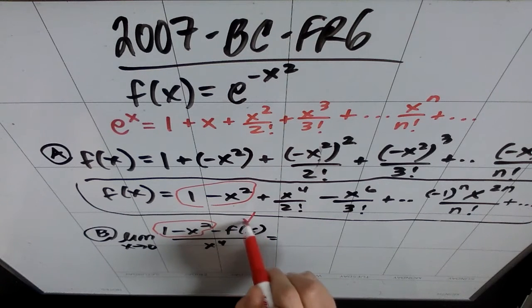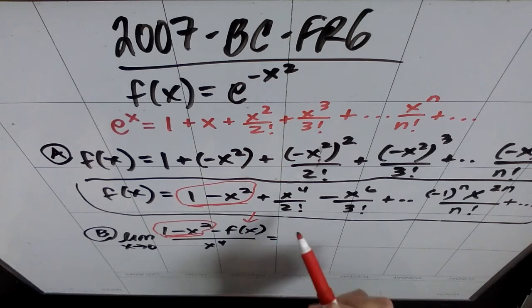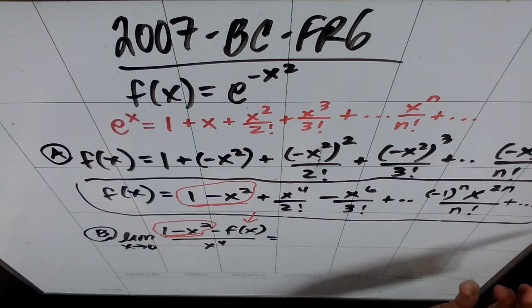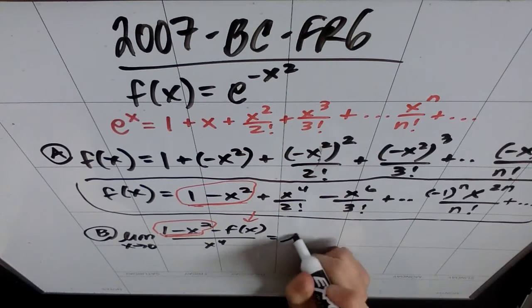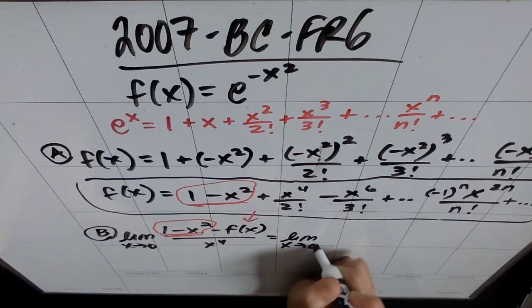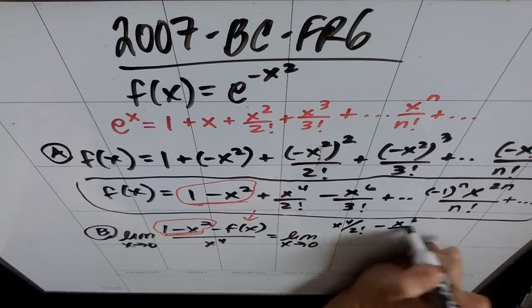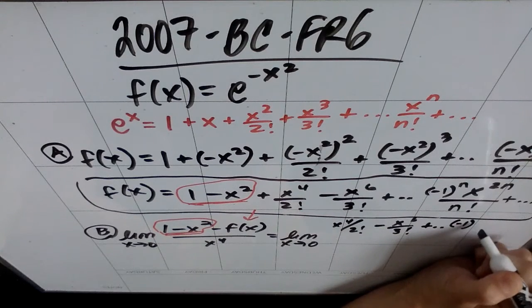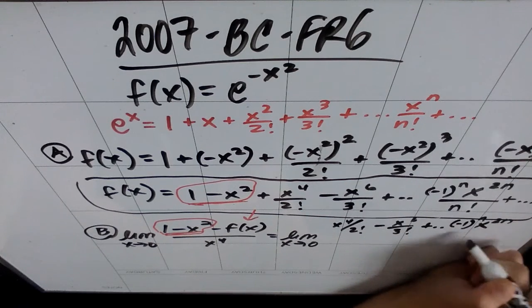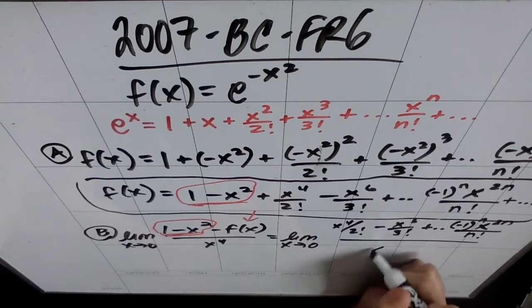So when you plug this whole thing in here, these guys are going to cancel with these guys, and you're going to end up getting all of these terms after that. So what's going to happen is you're going to get that this is the limit as x approaches 0 of this x to the 4th over 2 factorial minus x to the 6th over 3 factorial plus a bunch of other stuff, x to the n, negative 1 to the n over n factorial times x to the 2n, all over this x to the 4th.